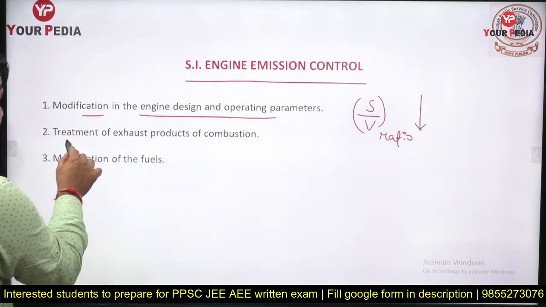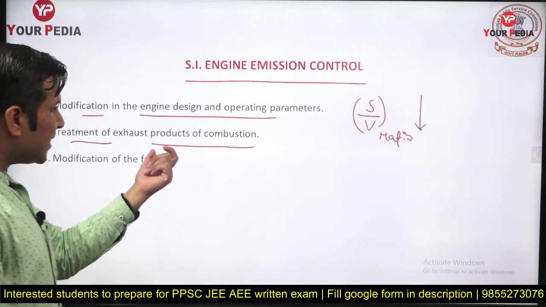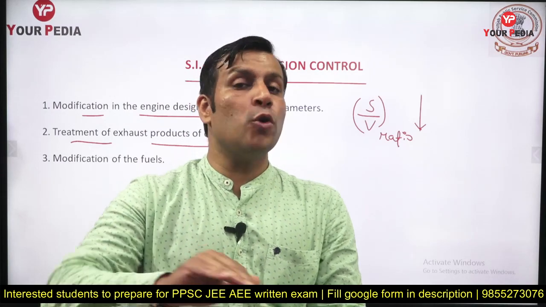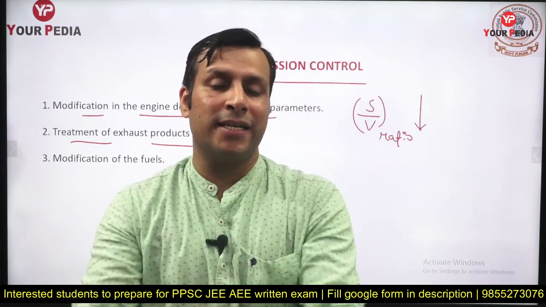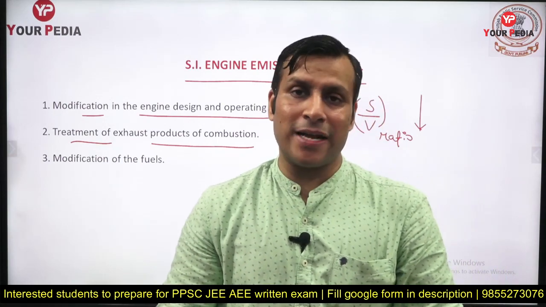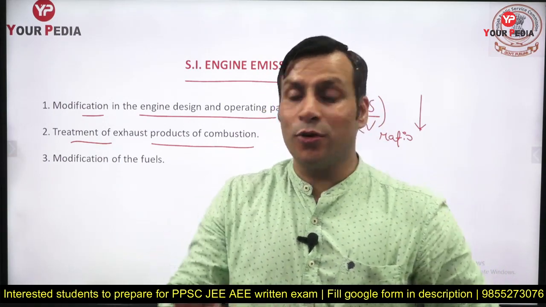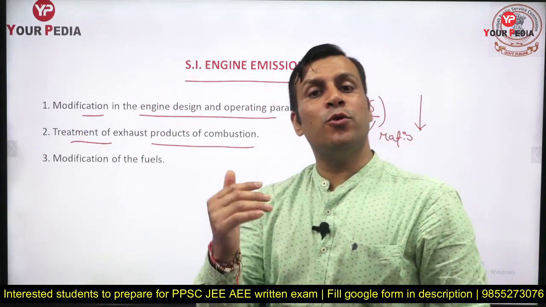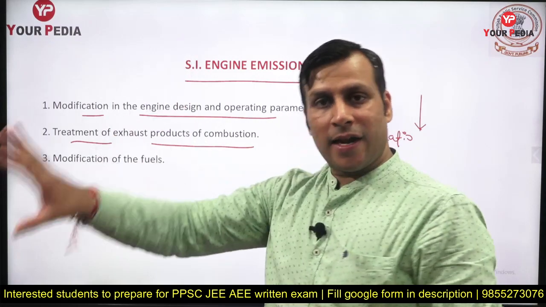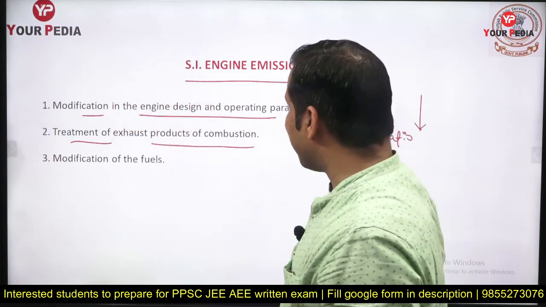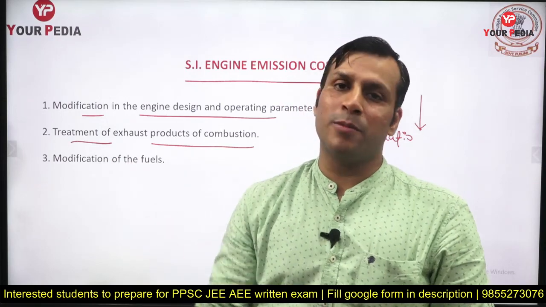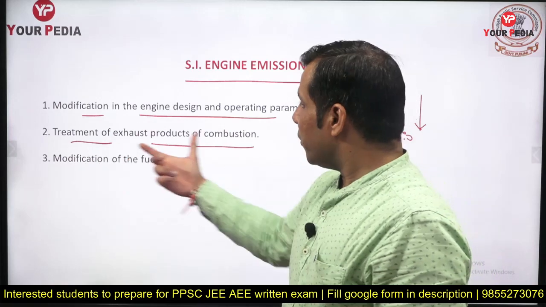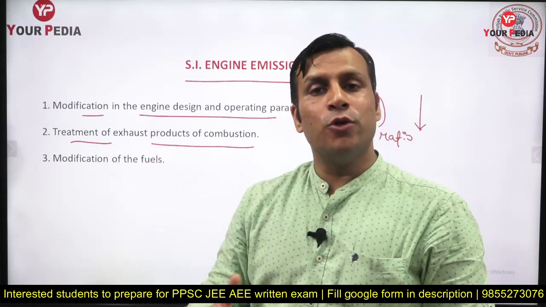Second, treating of the exhaust product. So in this case, we are going to talk about the catalytic converter. The catalytic converter is a device which is not going to reduce the pollutants, it is going to treat the pollutants which are coming out into the exhaust gases. By improving these operating parameters or the design of the engine, we will be able to reduce the pollutants. But even after optimizing these parameters, you are going to observe some pollutants in the exhaust gases, and then you need to treat those pollutants. So some kind of treatment of the exhaust product you can carry out to reduce those pollutants.